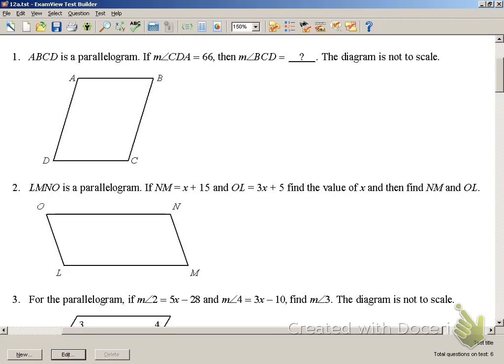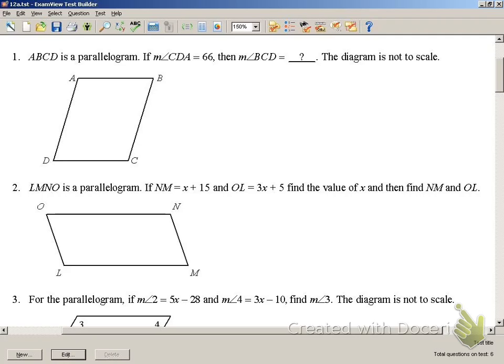If we know that we have a parallelogram, then we have all of our properties that come into play. Opposite sides are parallel. Both pairs of opposite sides are parallel. Both pairs of opposite sides are congruent. Both pairs of opposite angles are congruent. The diagonals bisect each other, and so forth and so on.